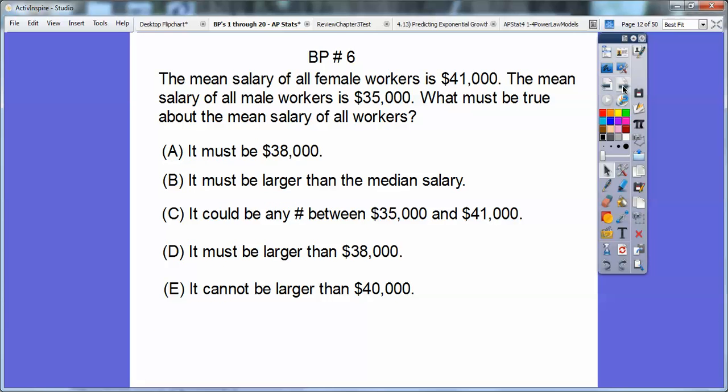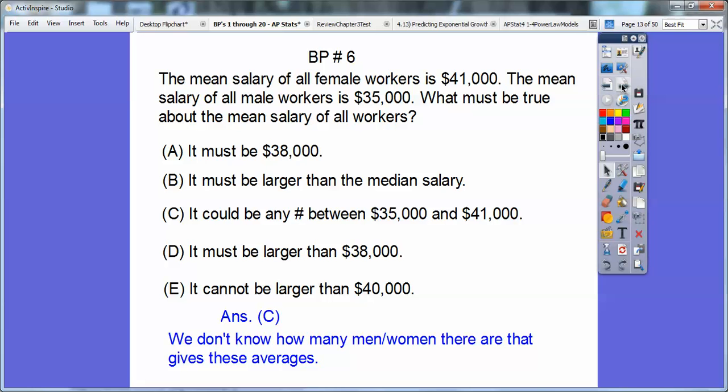Okay, so the mean salary of all female workers is 41,000. The mean salary of all male workers is 35,000. What must be true about the mean salary of all workers? Well, since I don't know how many female workers and how many male workers there are, I can't determine anything except that the average of all of them is somewhere between these two numbers. So it's only choice C, because there could be one female worker and 20 male workers, or vice versa. So the only thing I can say is that C is true.